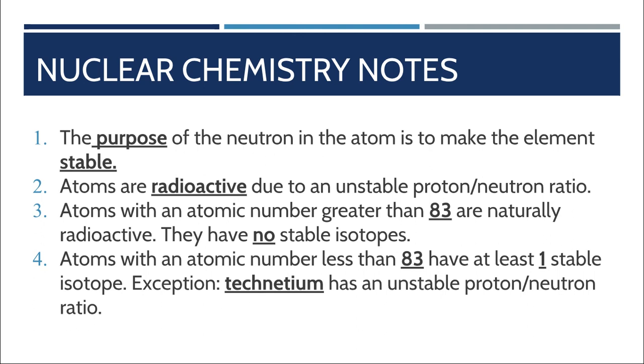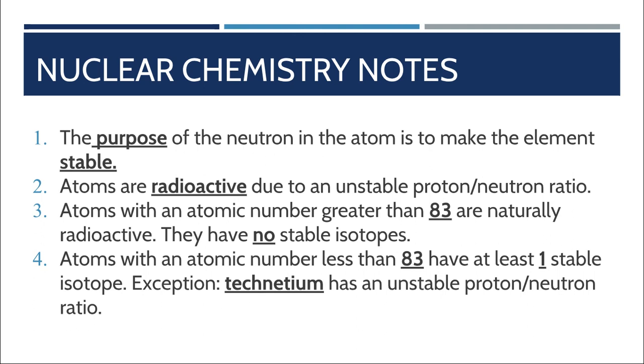And a lot of times, some of them are going to have multiple isotopes that can be stable. But sometimes you're going to have isotopes that are not stable. And so any atom that is unstable, has an unstable proton to neutron ratio, is going to be considered radioactive. So if you've ever heard of anything as radioactive, this is what they're talking about. Atoms with an atomic number greater than 83 are naturally radioactive, and they have no stable isotopes.